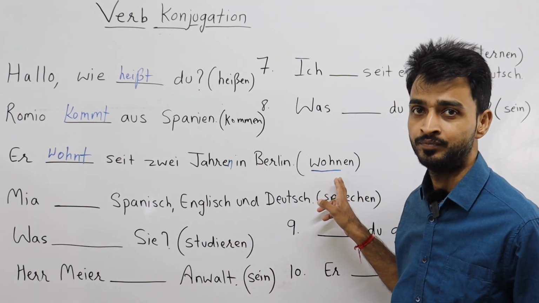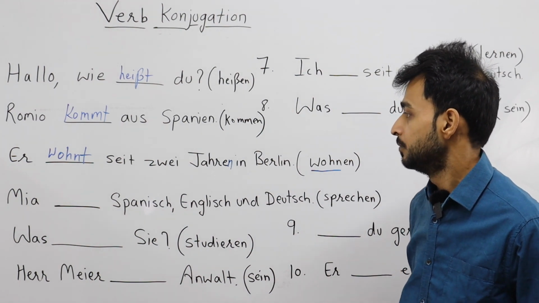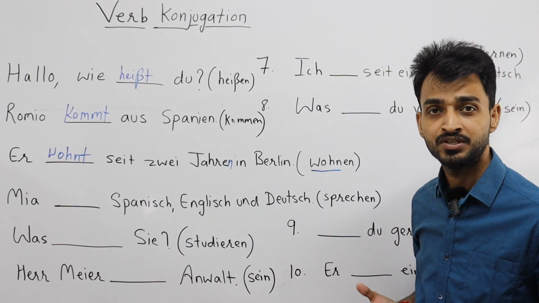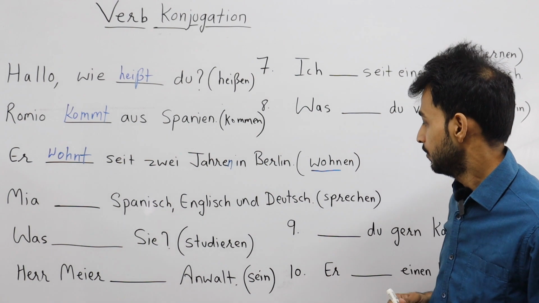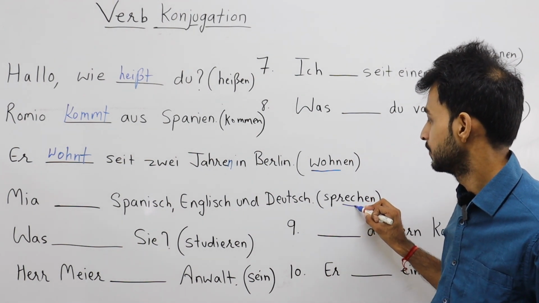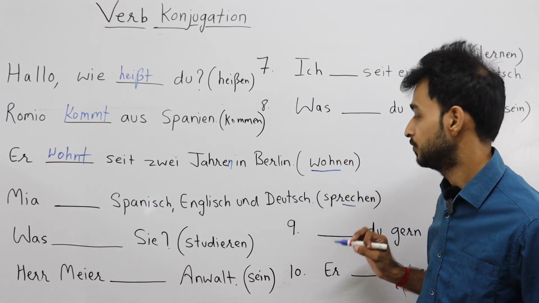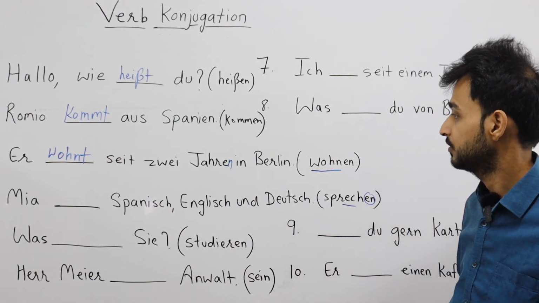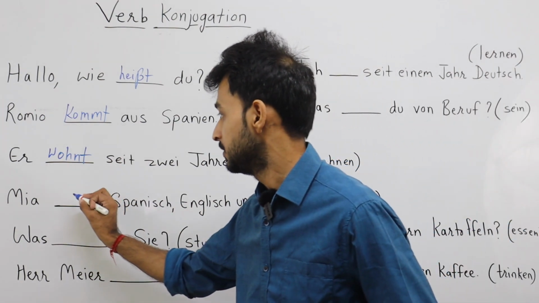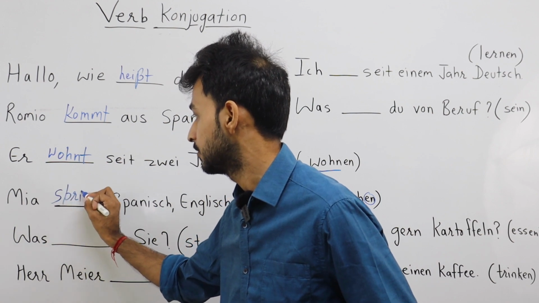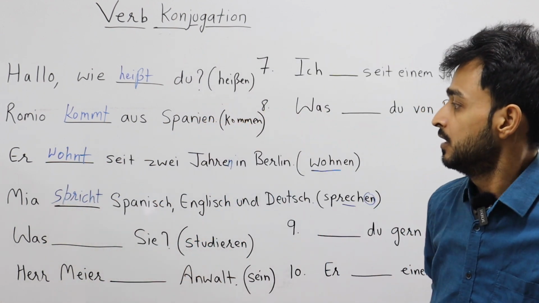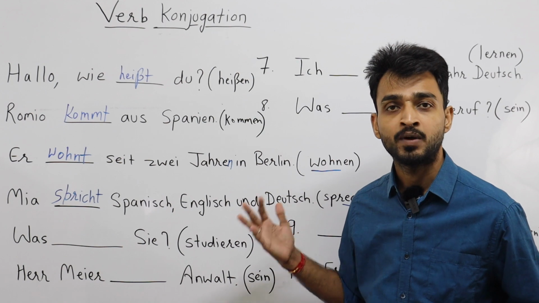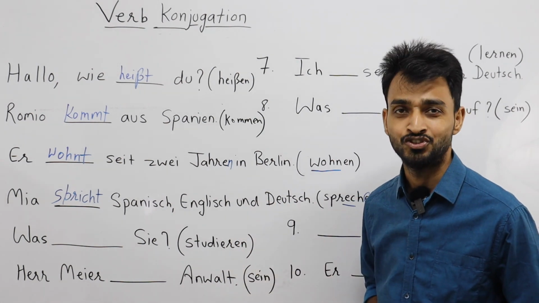Wohnen is the verb. Next sentence, fourth, Mia dash Spanish, English und Deutsch, and the verb is sprechen, to speak. Now this is an irregular verb, so here e changes into i, and of course Mia is third person, she, so we cut en and we write t here. t ending. So what is the correct spelling? Mia spricht. Mia spricht means Mia speaks. S-P-R-I-C-H-T. This is the correct answer. Mia spricht Spanish, English und Deutsch. Mia speaks Spanish, English and German.